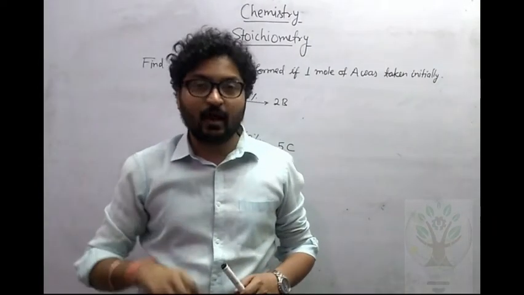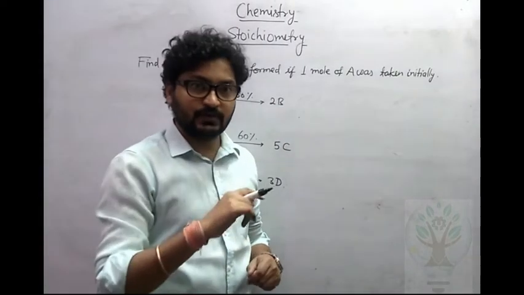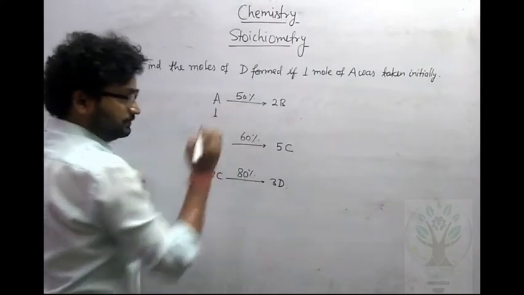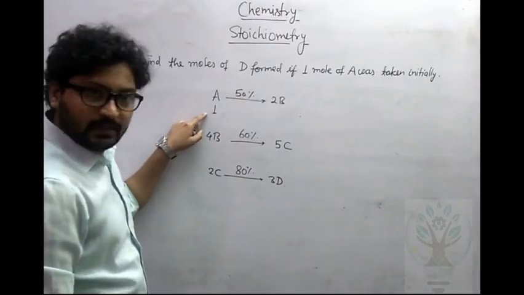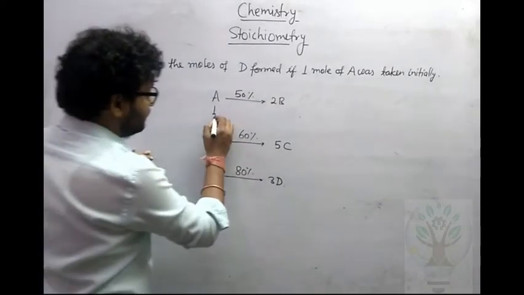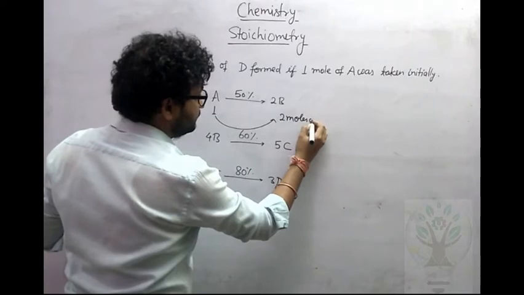Okay. Now let's see how quickly we can solve this. If you want to give this question a try, pause the video and try on your own. Let's see. We have 1 mole of A in the beginning. Now, each mole gives us how many moles of B? 2 moles. So 1 mole will give us 2 moles of B.